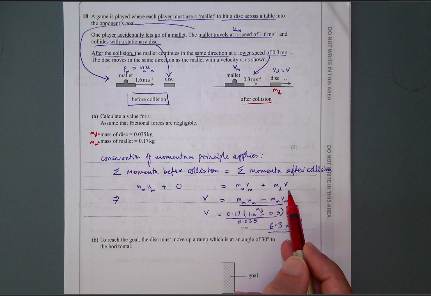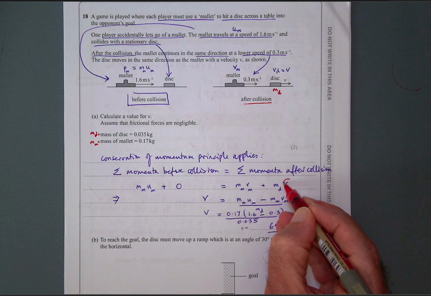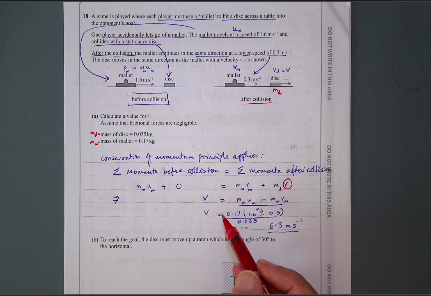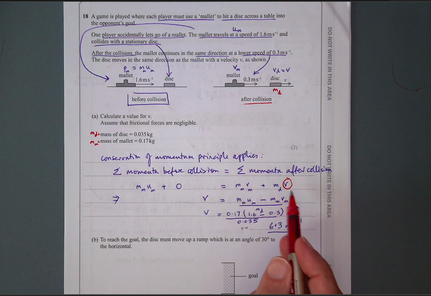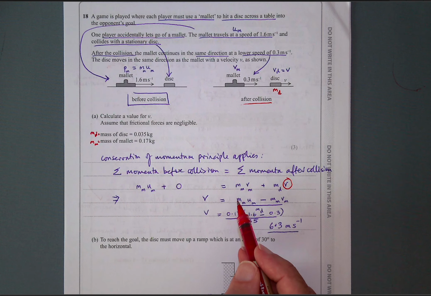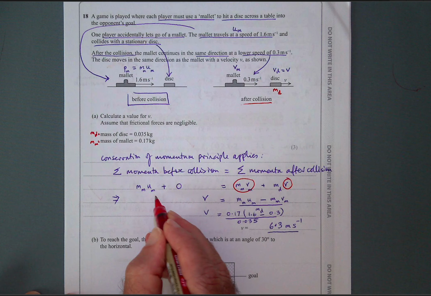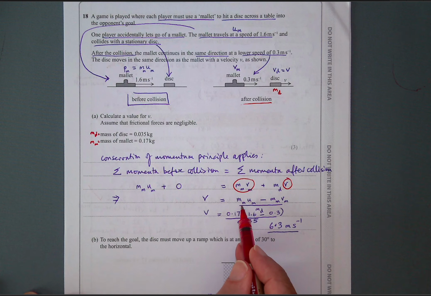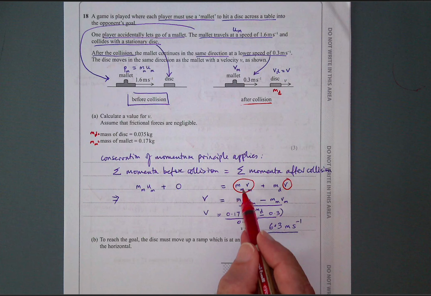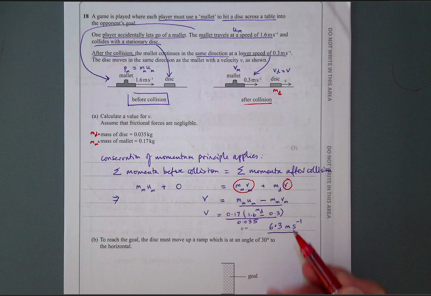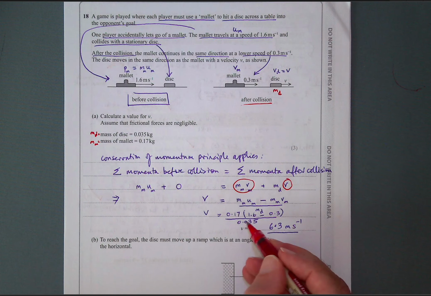These are given to us. The only unknown is v. Okay, so I like to show my answers algebraically first. I've made v the subject of the equation, so I've taken away this from both sides. 0 can be cancelled, so then you've got this minus this divided by the mass of the disk. Once you then do that, all the numbers are given.